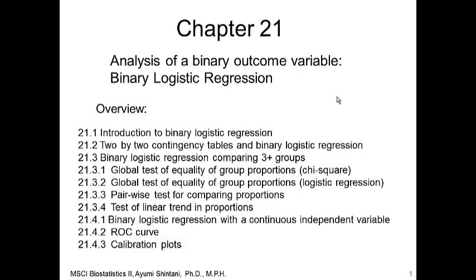In this video, we are going to talk about analysis of a binary outcome variable. The most popular choice for regression for a binary outcome variable is logistic regression. And there are actually several forms of logistic regression, so I especially call it binary logistic regression. So today we start with analyzing a 2x2 contingency table.